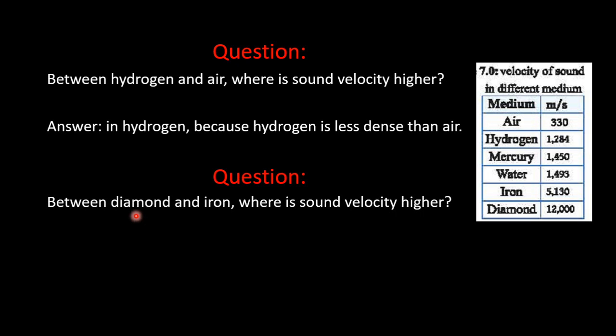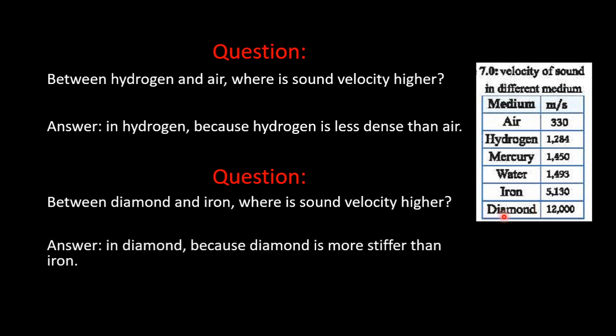Another question, between diamond and iron, where is sound velocity higher? So between iron and diamond, we know that in diamond the velocity of sound is higher. Why? Because diamond is a much stiffer or more rigid material than iron.